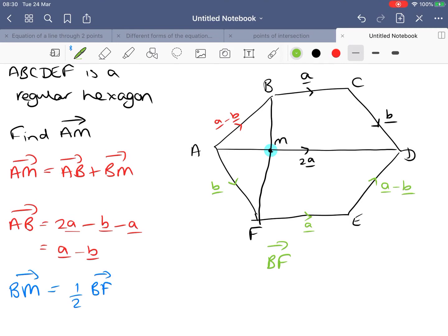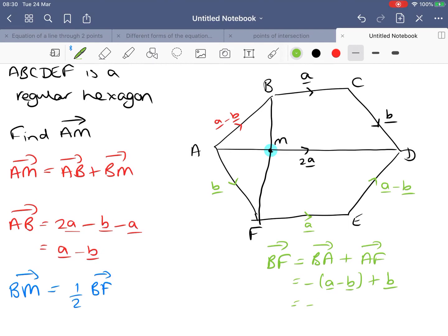So let's have a look. B to F. So in fact, I am going to go B to A plus A to F. We know B to A. Now it's in the opposite direction, so it's going to be minus A minus B. A to F is B.